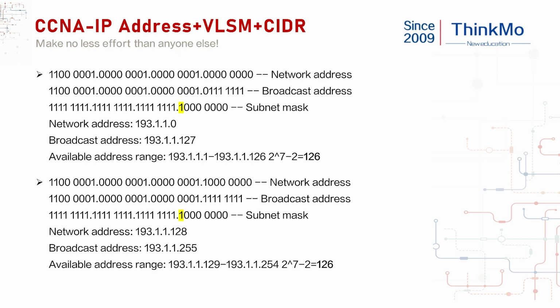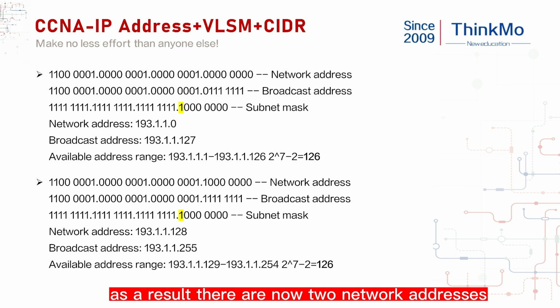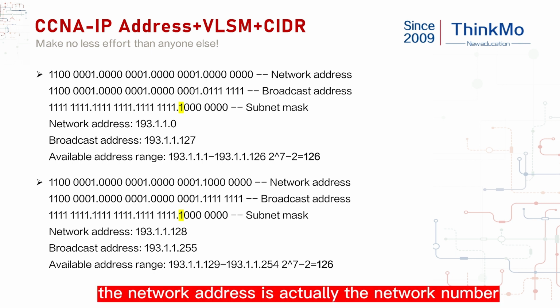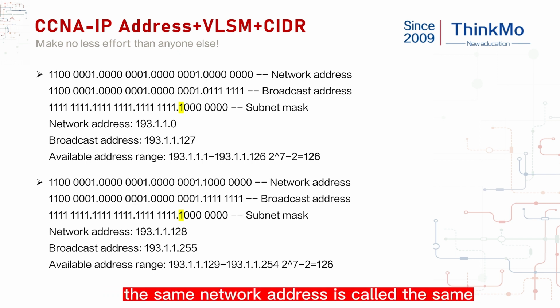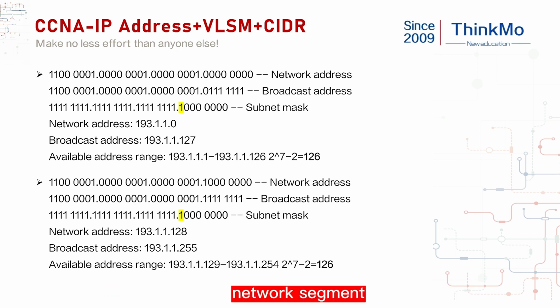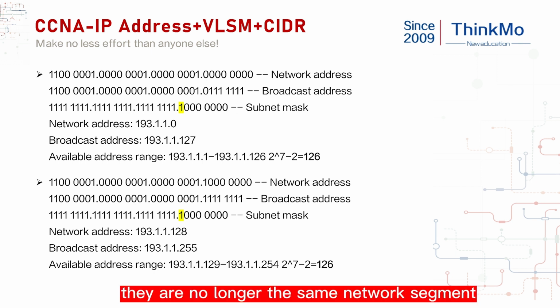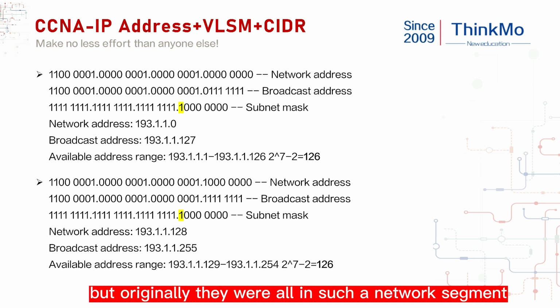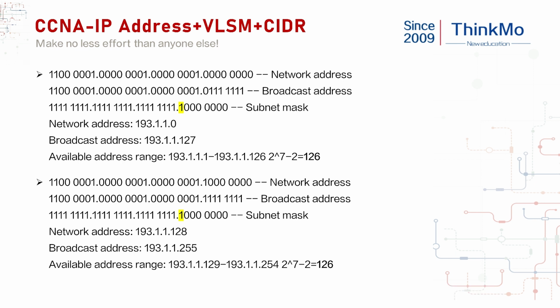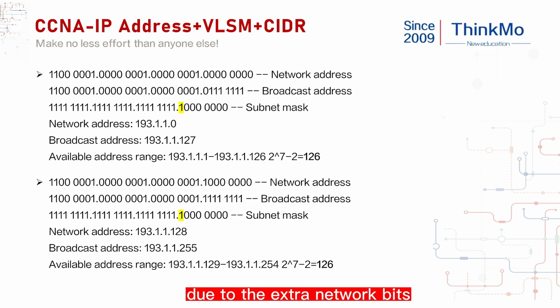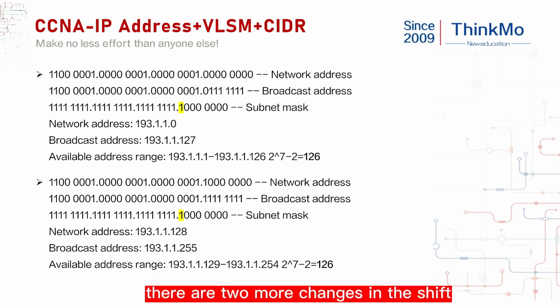Then everyone will find that the network addresses of both of them are different. The mask is shifted 1 bit back. As a result, there are now 2 network addresses. The network address is actually the network number. The same network address is called the same network segment. Different network addresses mean different network segments. But originally they were all in one network segment, just because the network bits are shifted backwards. After shifting, due to the extra network bit, there are 2 more changes. It is divided into 2 network segments, where before there was only 1 network segment.